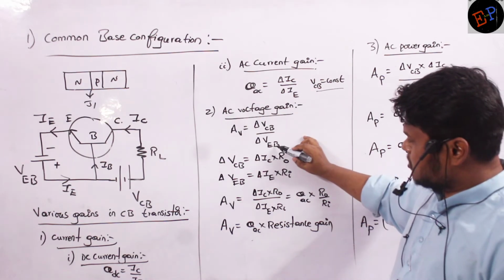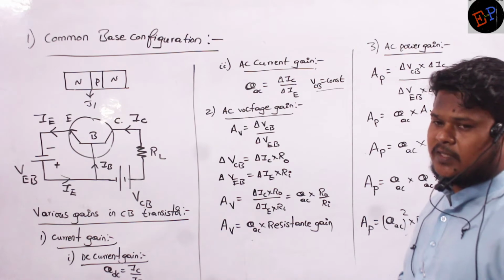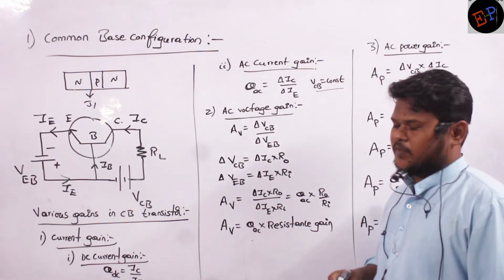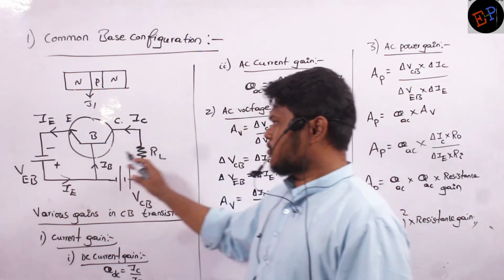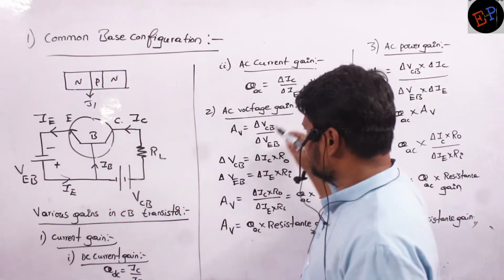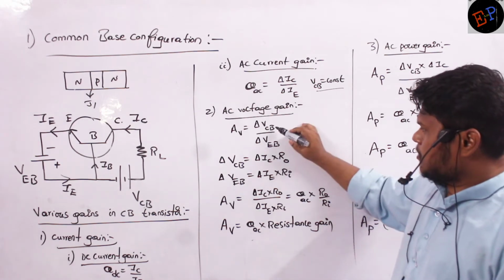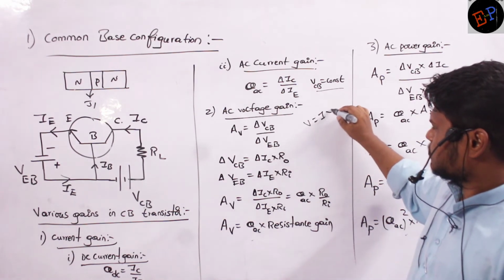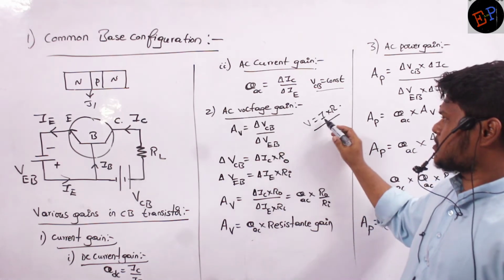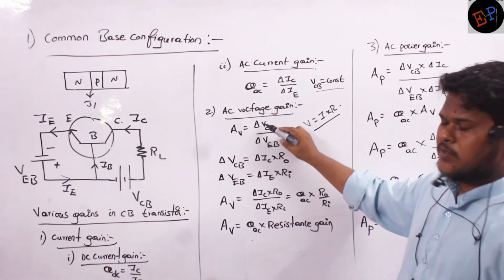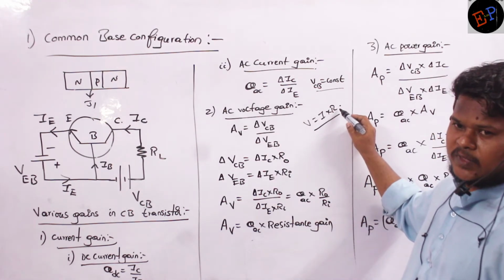Similarly, voltage gain. For a change in the input voltage, what is the change in output voltage? That is called voltage gain. Here who is the input? VEB. Who is the output? VCB. So the change of these two is called voltage gain. And V can be written as I into R, no? These are output values, so how can I write VCB? IC multiplied by R output.